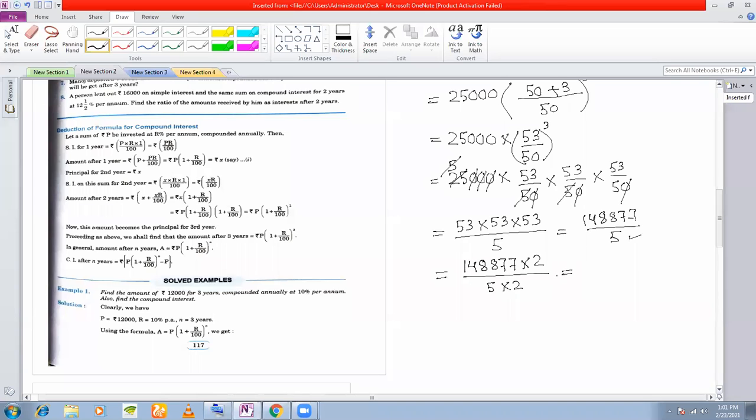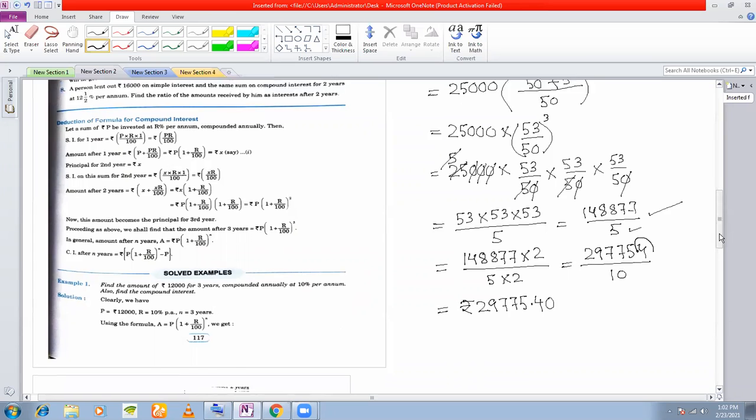So I multiply the numerator by 2 to get 297,754, and 5 into 2 here I get 10. So now once I get the denominator as 10, I can only shift one decimal place here to get the amount. So this is rupees 29,775.40. Okay, you could have divided directly here. I just gave you a different method of doing it. Whenever possible, try to keep 10 in the denominator or 100 in the denominator. Powers of 10 in the denominator are always very helpful. Okay, so this is the amount that you are getting.